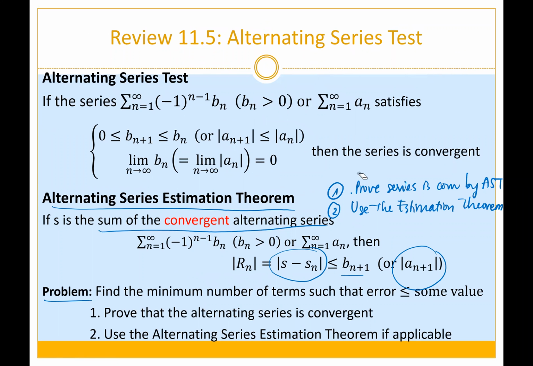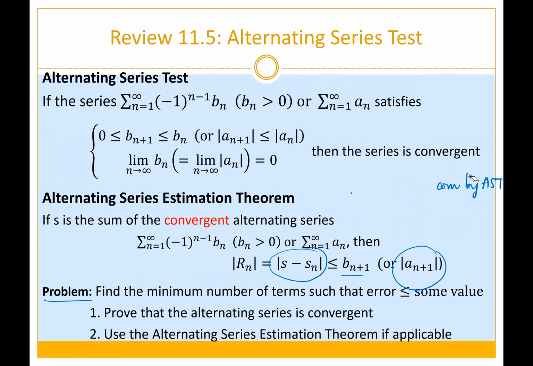We have the alternating series test for section 11.5. It says if you have an alternating series of the form (-1)^(n-1) multiplied by b_n, then b_n is the always-positive term, because the sign is pulled out into the (-1)^(n-1).